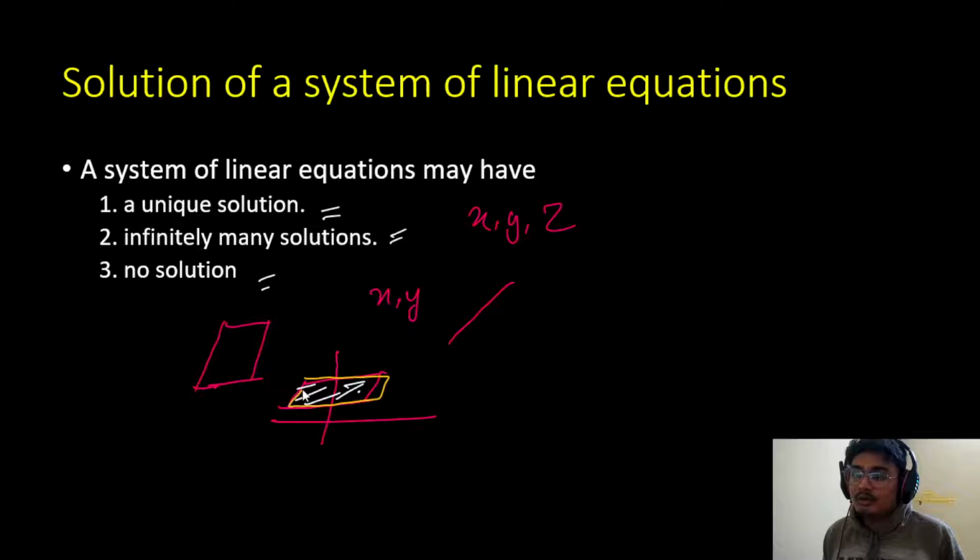So in three variables, when we actually talk about the plane. Okay, if the system of linear equations has a unique solution, that means the planes intersect at one single point. If we talk about a system of three linear equations, all three equations will have a single intersecting point. Okay, so single intersecting point.